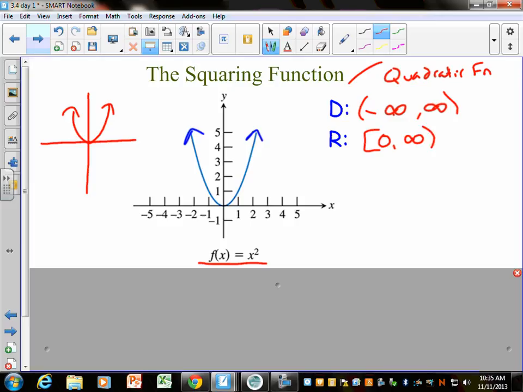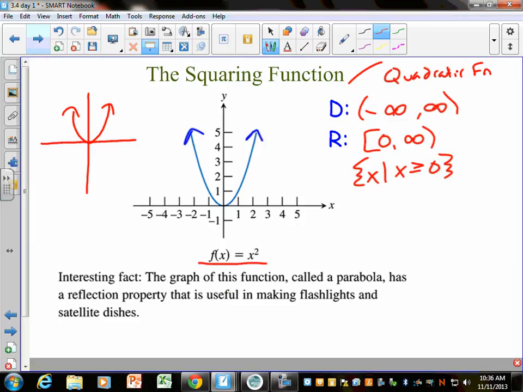You don't have to write this interesting fact down. But this is a parabola, and it has a reflection property that is useful in making flashlights and satellite dishes. Remember when you say you never use math? You watch satellite TV? Thank you, math. You use a flashlight? Thank you, math. And headlights.